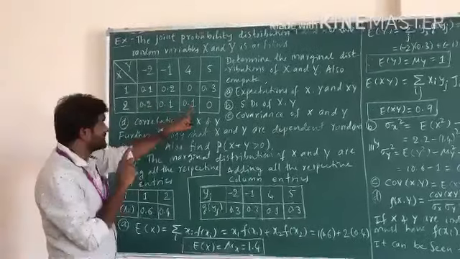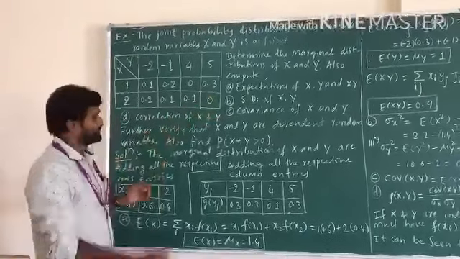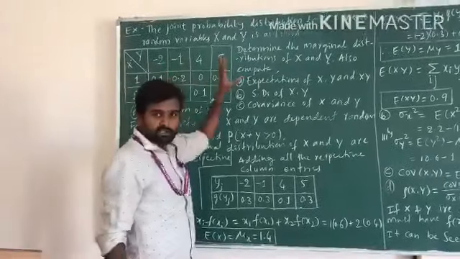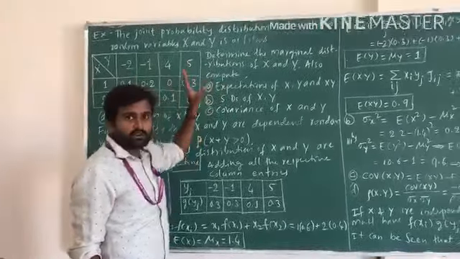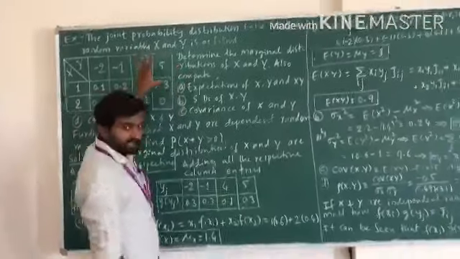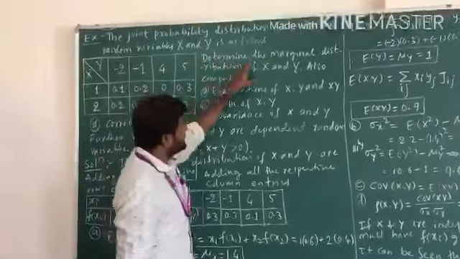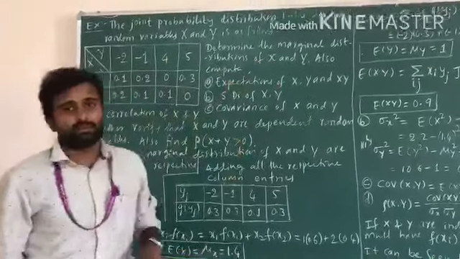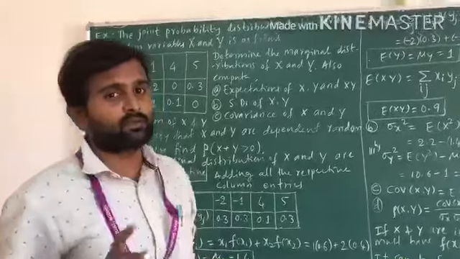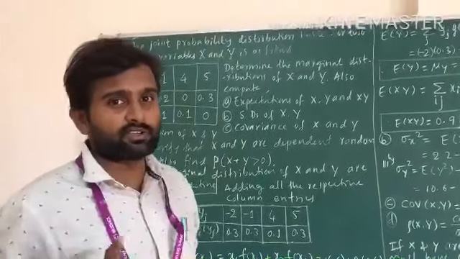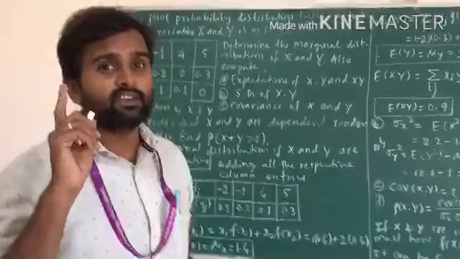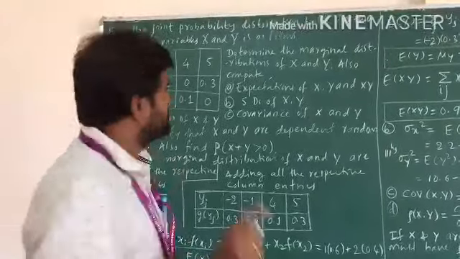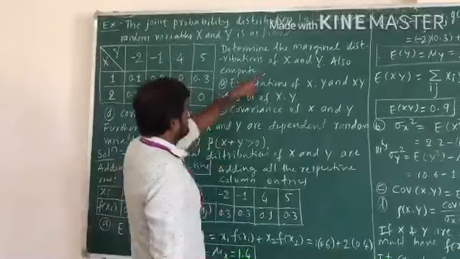J21, J22, J23 and J24. Right. So our question is: using this joint distribution data, determine the marginal distribution of x and y. The marginal distribution is nothing but f of xi and g of yj. We need to find f of xi and g of yj.